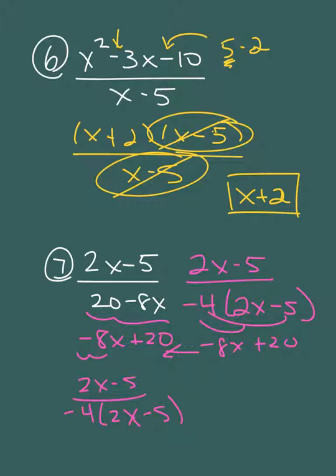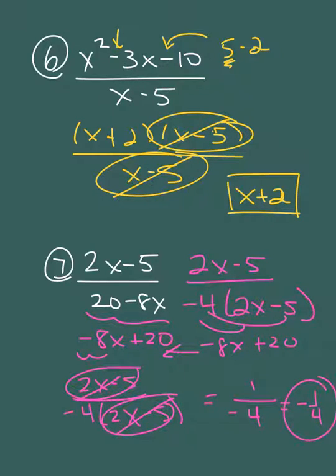Now, in looking to see what's similar, I notice that I have 2x minus 5 in both my numerator and denominator, so that's going to simplify. I'm left with 1 on the top and then a negative 4. So I can write it like that, or sometimes you see it with a negative sign in front. But regardless, my final answer there is negative 1/4.